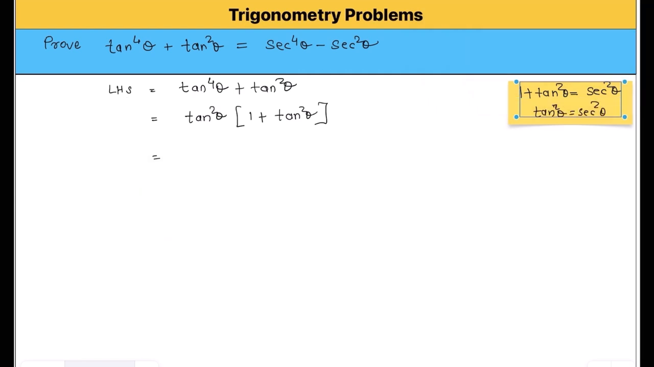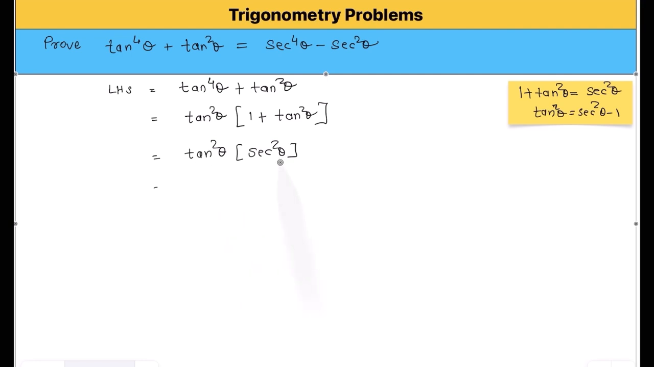LHS is tan raised to 4 theta plus tan square theta. Let's take out tan square theta common out of this. We get tan square theta into bracket 1 plus tan square theta. Now let's use 1 plus tan square theta is equal to sec square theta. We can replace this 1 plus tan square theta by this sec square theta. We get tan square theta into bracket sec square theta.